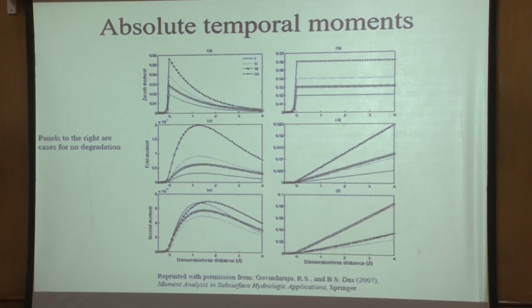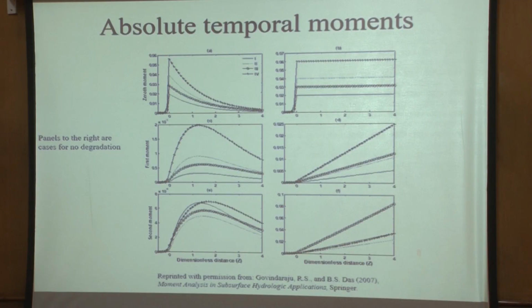So what we have over here is dimensionless distance. That means at a given distance, what the temporal moments are going to be. 0th moment here in the top two panels, then first moment, second moment. And the 4 curves that you see are for the 4 different cases, those combinations of parameters. And one can study the results and form some conclusions. Panels to the right are when you have no degradation. Okay. Panels to the left are when you do have degradation.